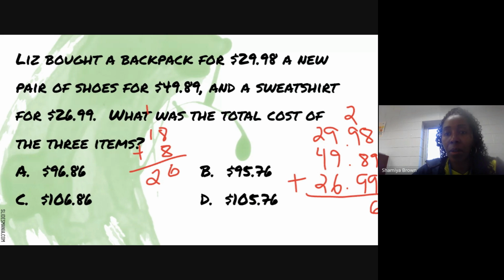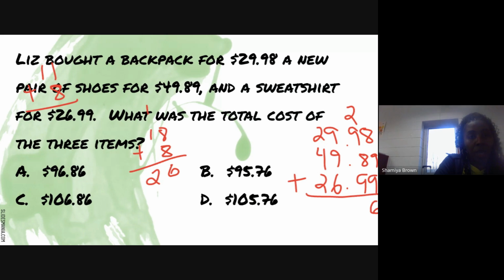So let's see. 2 plus 9, that's 11. 11 plus 8. 1 plus 8 is 9. 1 plus nothing is 1. So that's going to be 19. So I've done this and this and this. Now I need to do the 19 plus the 9. It's going to give me 28. Okay, so let's see. 9 plus 9 is 18. Put my 8, carry my 1. 1 plus 1 is 2. So there's 28. So I'm going to put my 8 here.